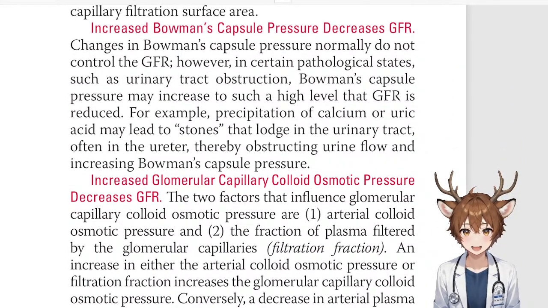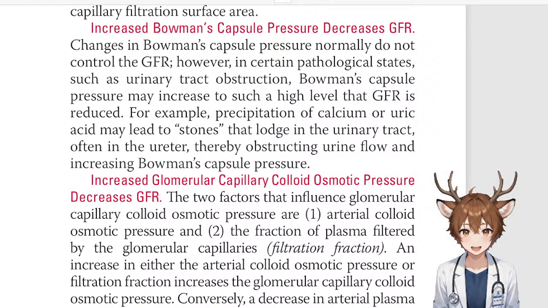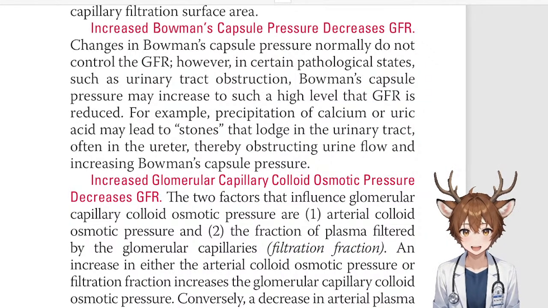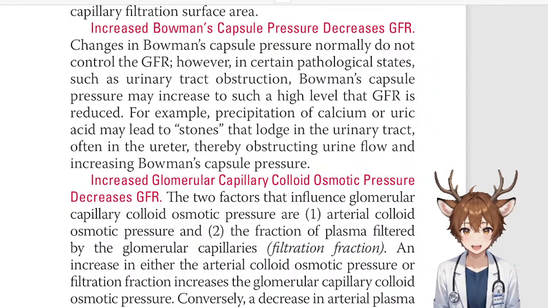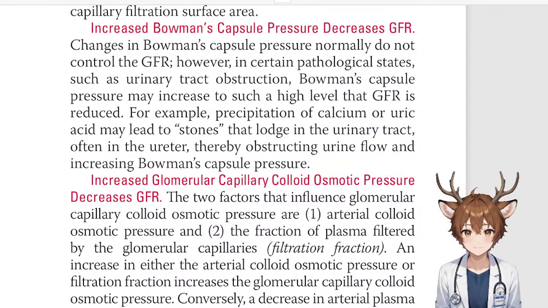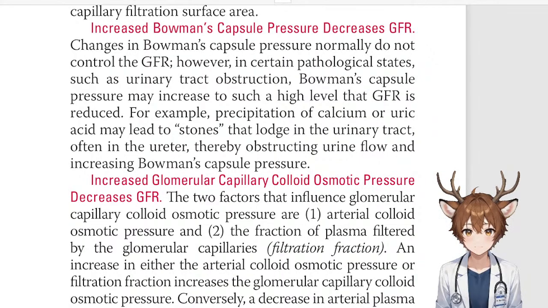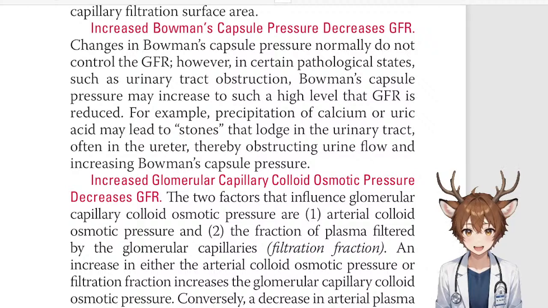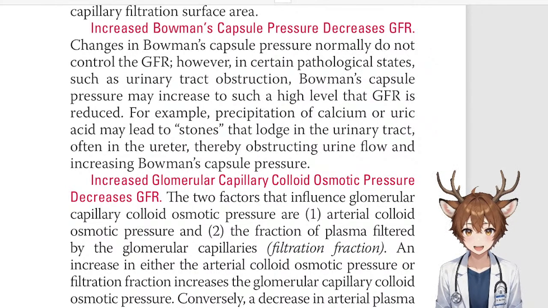Increased Bowman's capsule pressure decreases GFR. Changes in Bowman's capsule pressure normally do not control the GFR. However, in certain pathological states, such as urinary tract obstruction, Bowman's capsule pressure may increase to such a high level that GFR is reduced. For example, precipitation of calcium or uric acid may lead to stones that lodge in the urinary tract, often in the ureter, thereby obstructing urine flow and increasing Bowman's capsule pressure.